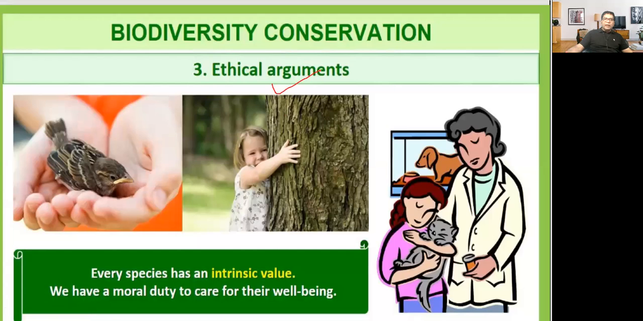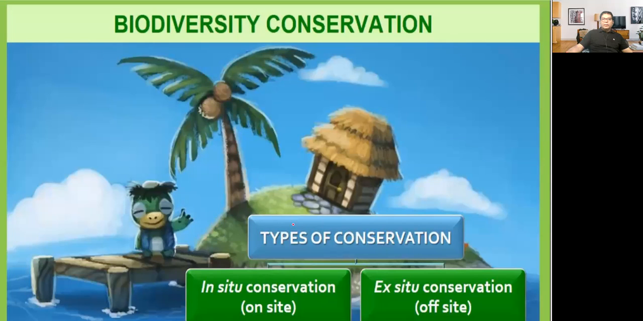Third is ethical arguments. Every species has an intrinsic value. We have a moral duty to care for their well-being. Now, there are two different types of biodiversity conservation. One is in situ conservation, and the other is ex situ conservation. In situ conservation is also known as on-site conservation, and ex situ conservation is also known as off-site conservation.